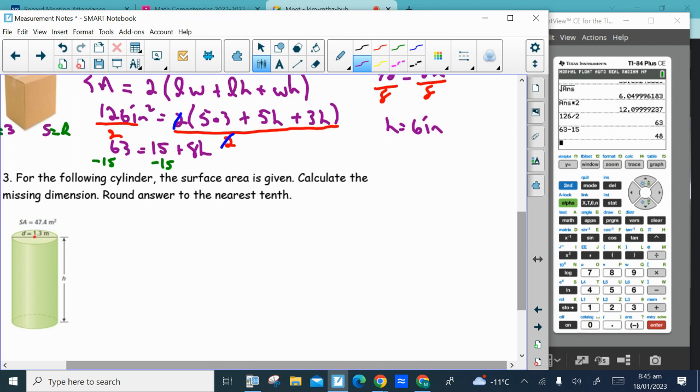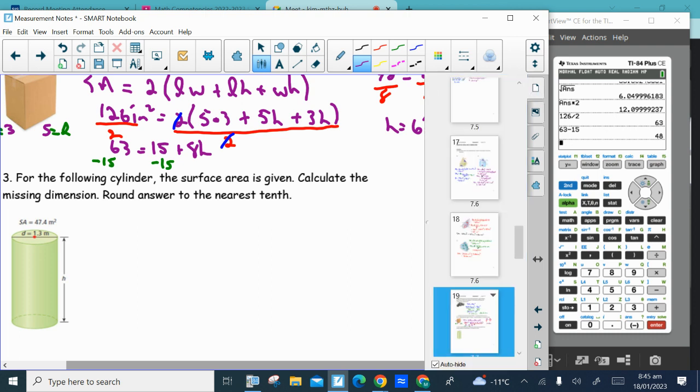Okay? Ella, we're on measurement. The booklet is over there on top of that metal cabinet. You have it? Okay. And we are on page number 19.